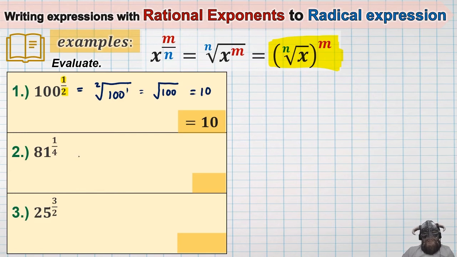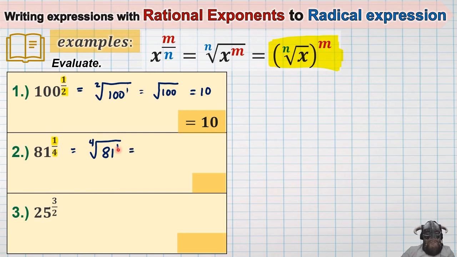Next, let's have number 2. We have the given 81 raised to 1/4. So, to answer this one, once again, gagamitin natin yung technique na ginawa natin kanina. Let's have the radical sign. Second, lagay natin yung 81 sa loob nito. And then, we use the denominator as our index. So, ang hinahanap natin dito is fourth root. And then, ang numerator natin ay 1. So, lagay natin siya as the exponent of 81.